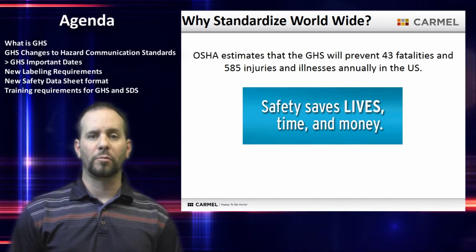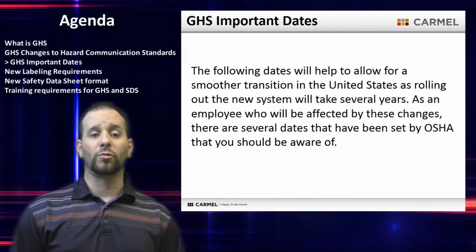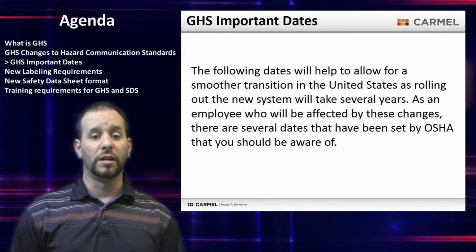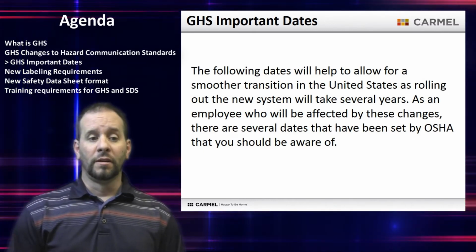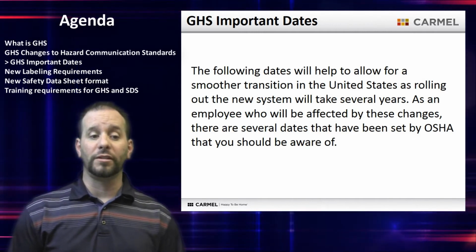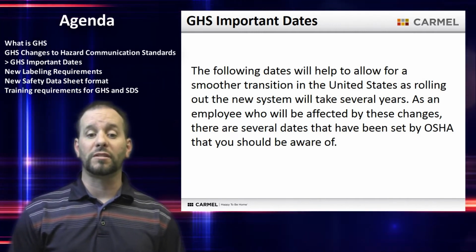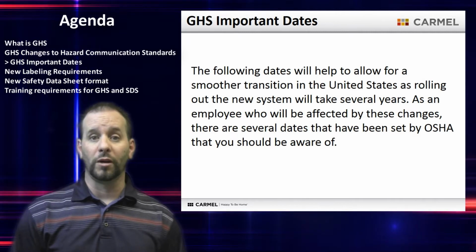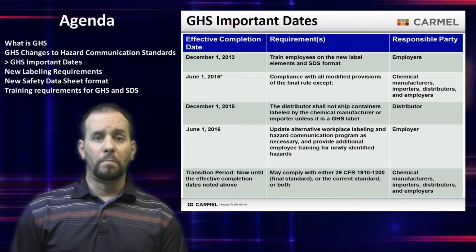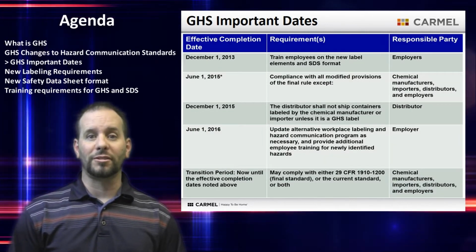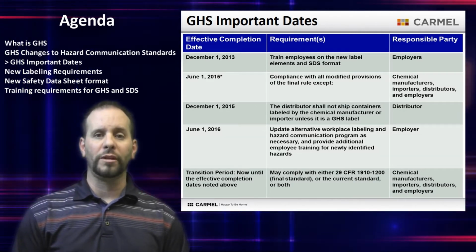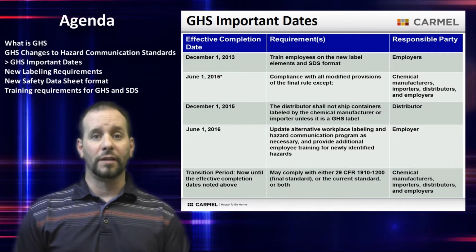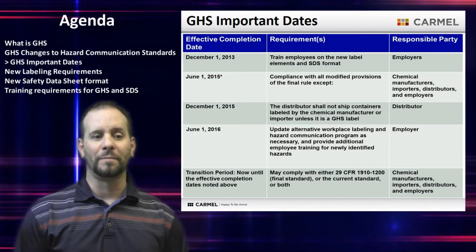So now we're going to get into some important dates. The following dates will allow a smoother transition in the United States, as rolling out a new system will take several years. As an employee who will be affected by these changes, there are several dates that have been set forth by OSHA that you should be aware of. By December 1st of 2013, all employers must train their employees on the new OSHA standard. That is why we're conducting this training at this time.